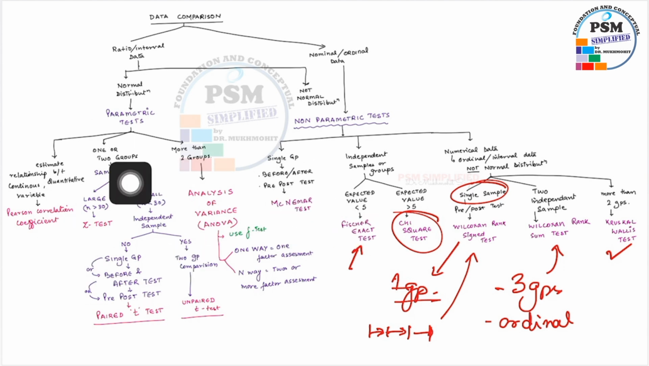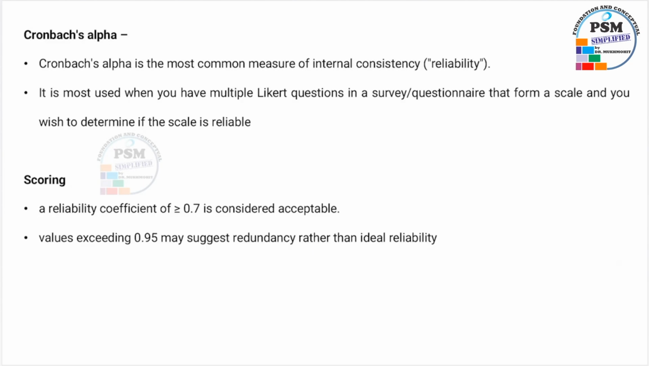Coming to the parametric test, very simple to remember. Large sample we have is a Z test, small sample is T test. More than 3 groups we use analysis of variance, and we have already done this. To find out the relationship or correlation between continuous or quantitative data variables, we use a Pearson correlation coefficient.